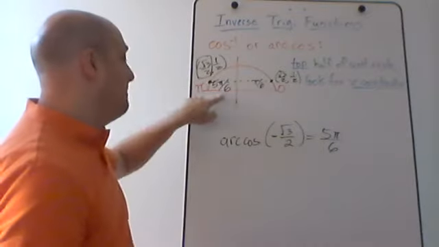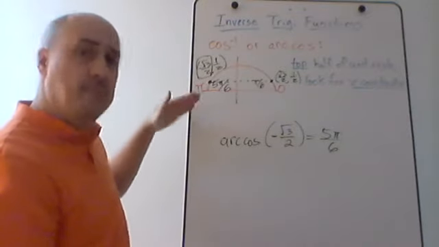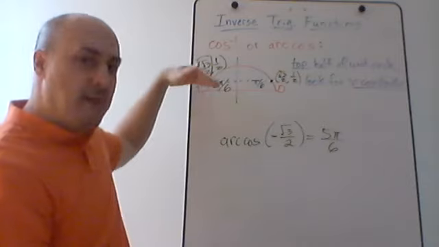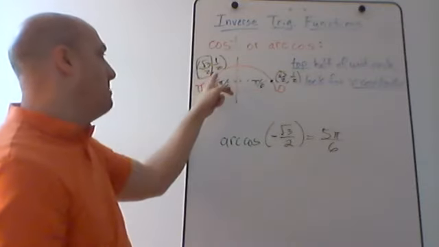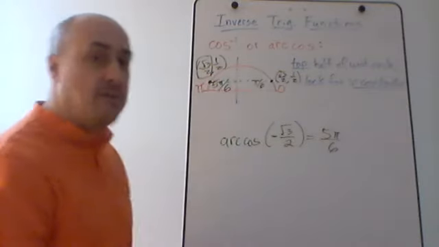Which makes sense, right? Because 5/6 of pi is a little bit less than 1 full pi. So going around this way, just before I get to pi is where I go through 5/6 pi.